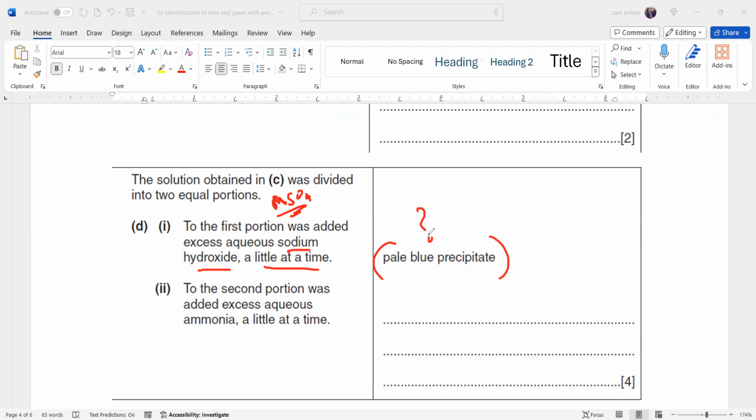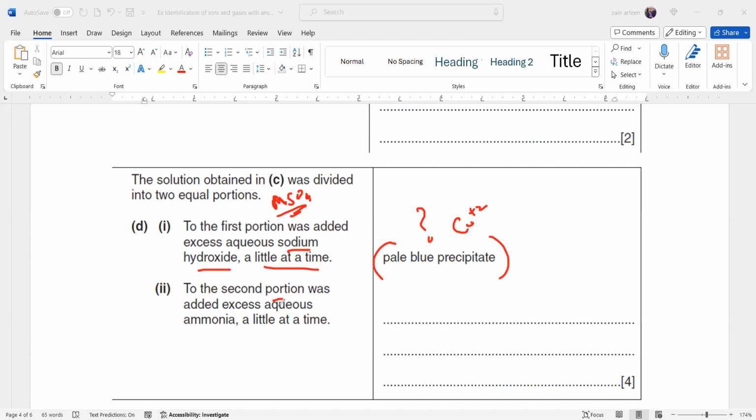Which ion is responsible for giving a pale blue or light blue precipitate with sodium hydroxide? Copper. But whenever a transition element is there, it's important that you write the valency as well. So if you write only copper, that is not the right answer. It's copper two. Okay. Because the transition elements have different colors at different valencies. Copper plus one is red when it forms a precipitate. Copper plus two is blue. But most of the time you have only copper plus two.